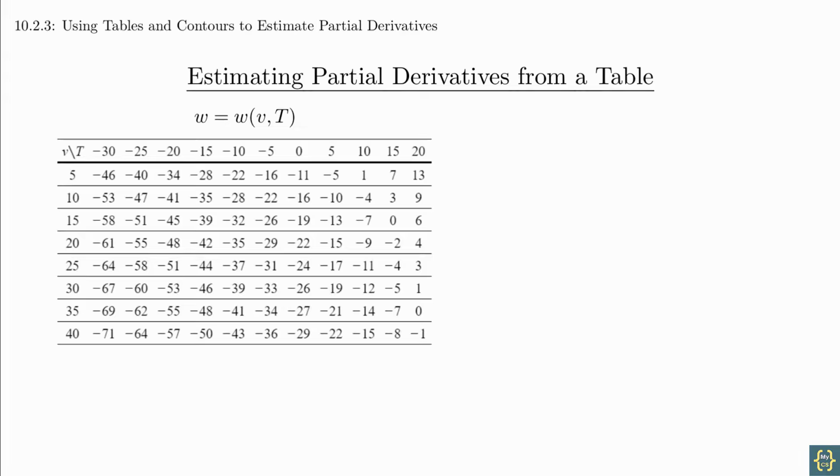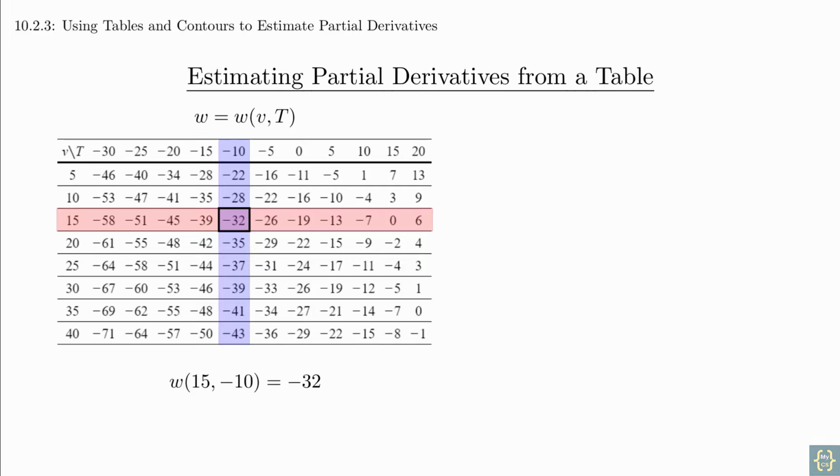This is table 10.2.7 from the book. It is a chart of the wind chill in Fahrenheit as a function of wind speed and temperature. Let's suppose the wind speed is 15 miles per hour and the temperature is negative 10 degrees. Based on this chart, the wind chill is negative 32 degrees, which means that even though the air temperature is negative 10 degrees, it feels like it's negative 32 degrees.